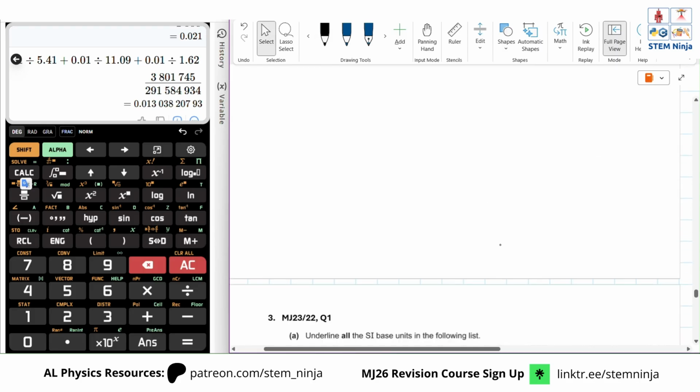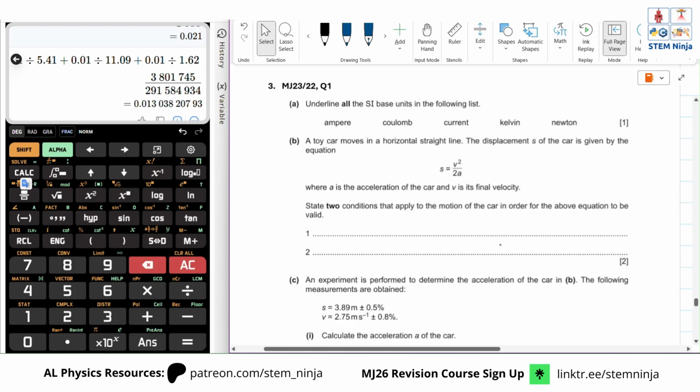Right. Okay. Let's do one more. Similar question. Underline all the base quantities in the following list. So ampere is a base unit, base units, not quantities. So this is a base quantity, but not the unit. Kelvin is a base unit.